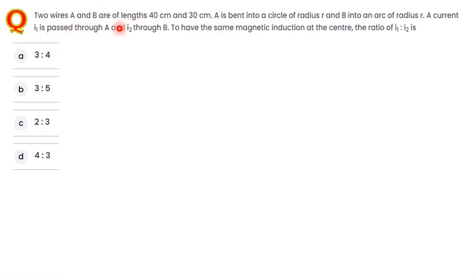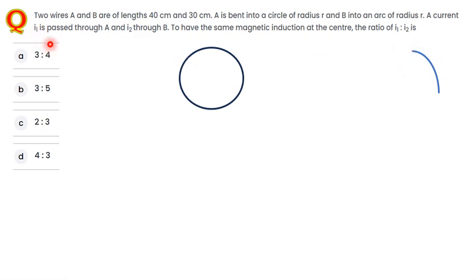Now this one, A, is bent into a circle. One wire is made into a circle of radius R, and B is made up of an arc. I just mentioned here, one is made up of an arc.